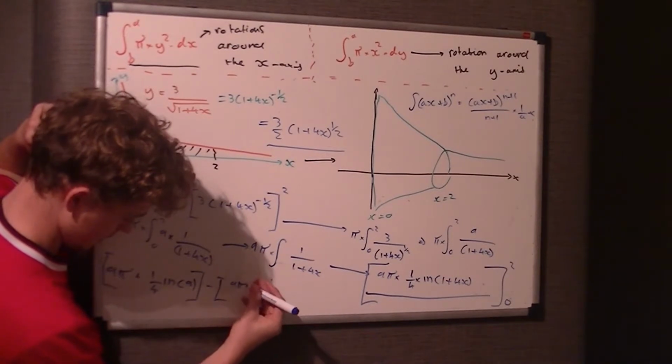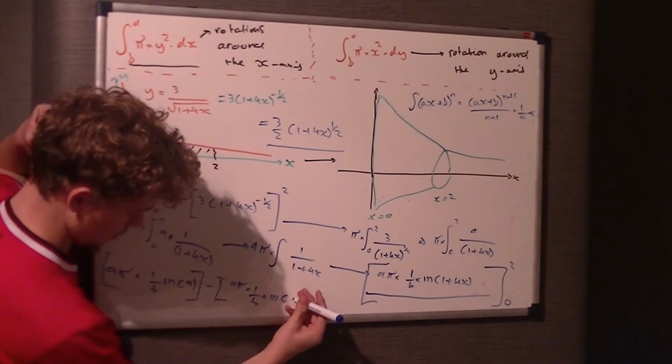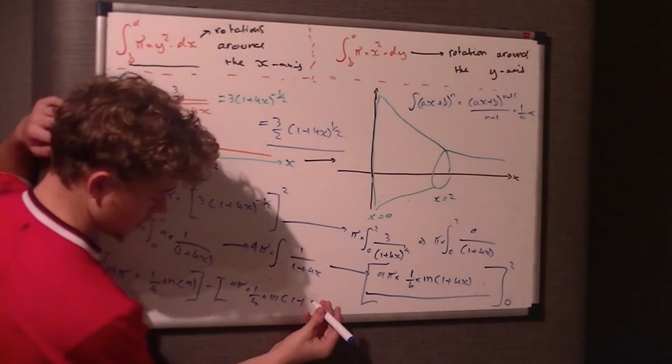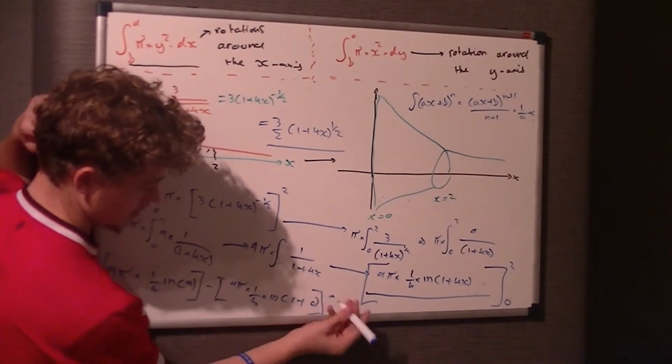9 pi times a quarter times the ln of 1 plus 4x, and 0 being x, so it's just 1 plus 0, or 1, and then that should get you your answer.